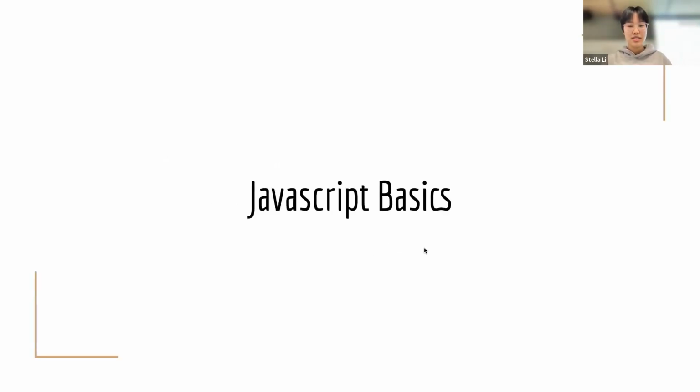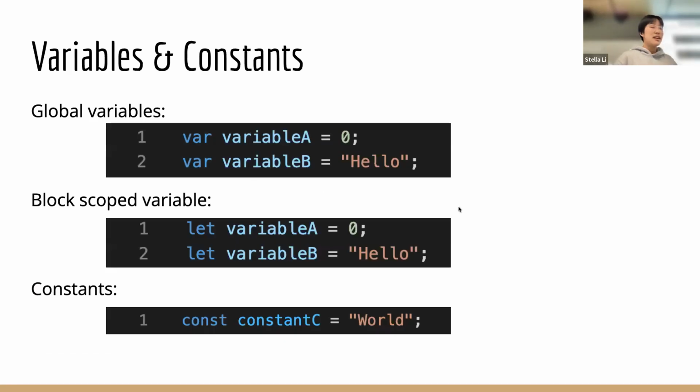Cool. So JavaScript basics. In JavaScript, this is how you create variables and constants. You use the var keyword if you want to create global variables. But usually if you want block scope variables, so variables that are only going to be used between curly braces, then use the let keyword. And if you want to create a constant, then use the const keyword. And as you'd expect, it's a constant, so you won't be able to change it.